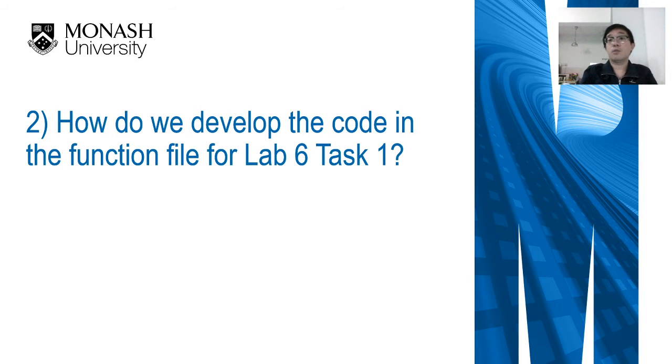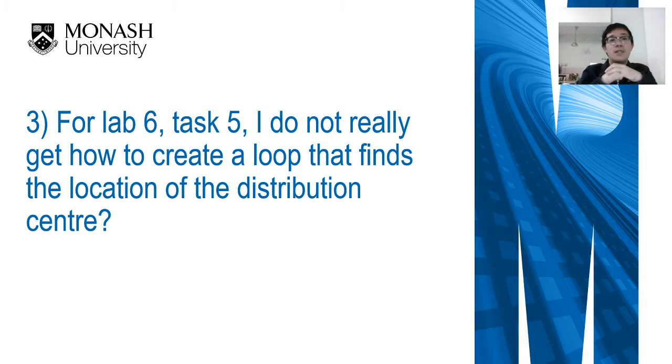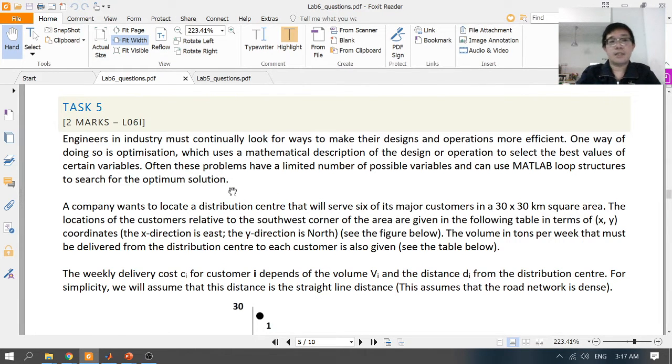Let's look at the third question, which is also the last question. For Lab 6 task 5, I do not really get how to create a loop that finds the location of the distribution center. So in this task 5, let me use the PDF file to explain to you what exactly we are doing in this question. And after that, I will point you to one of the videos in the playlist that uses a similar approach to develop the solution. Okay, this is task 5.